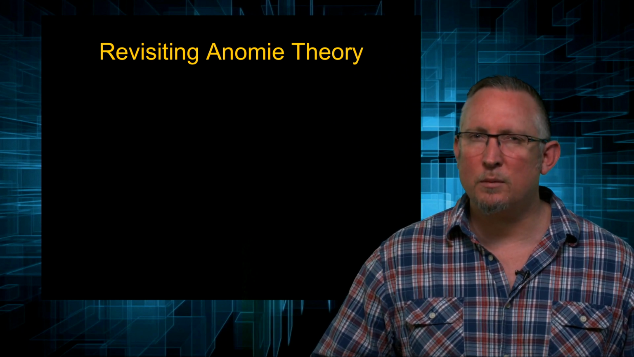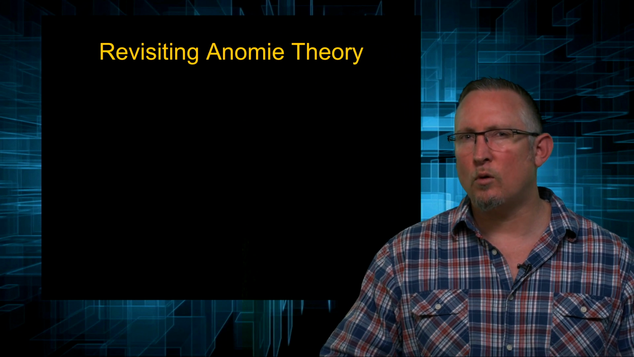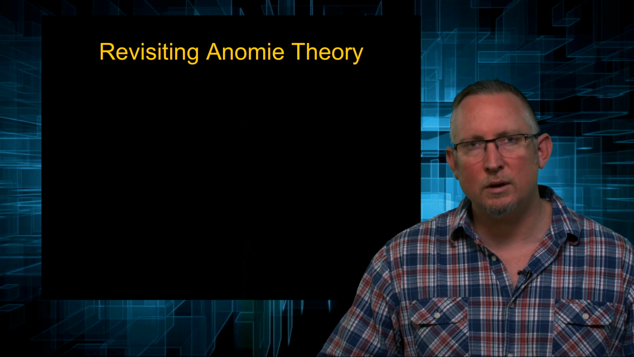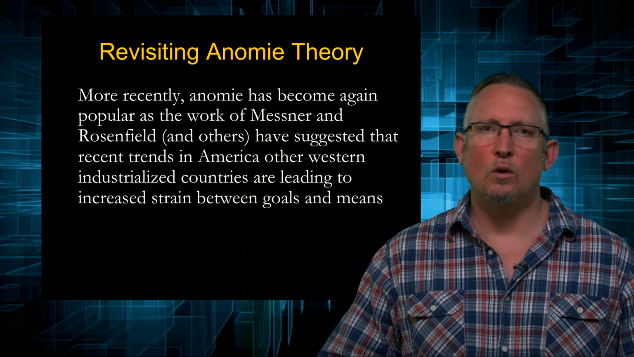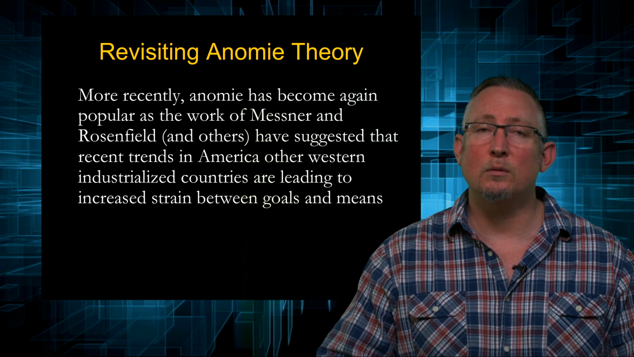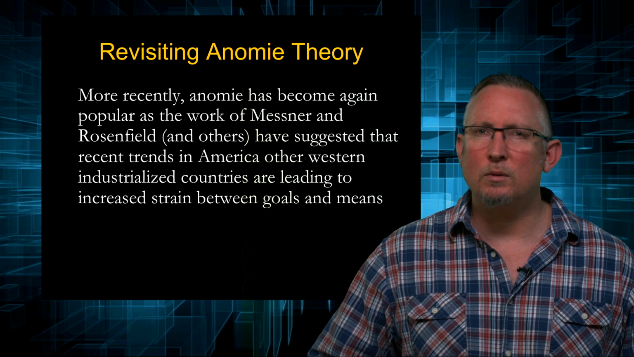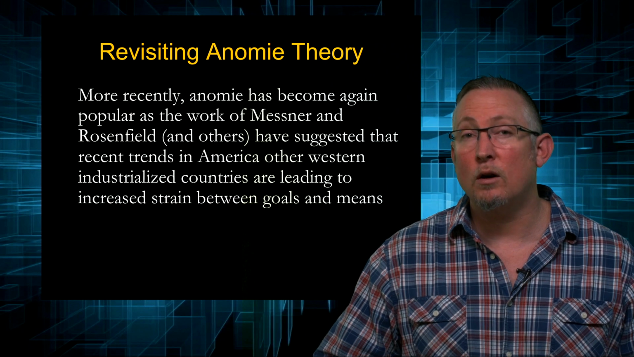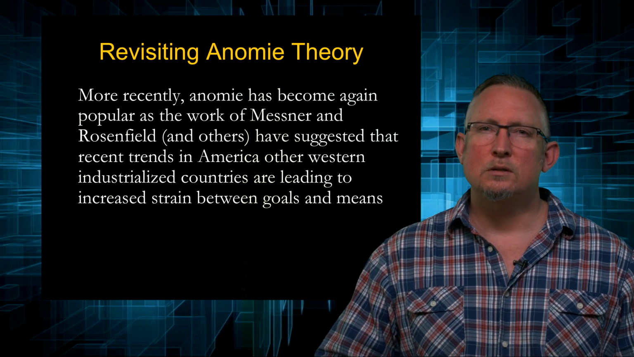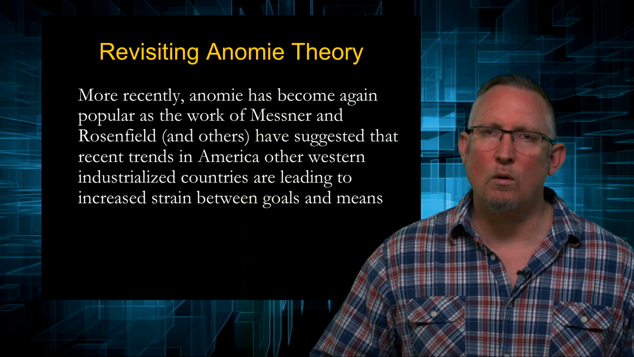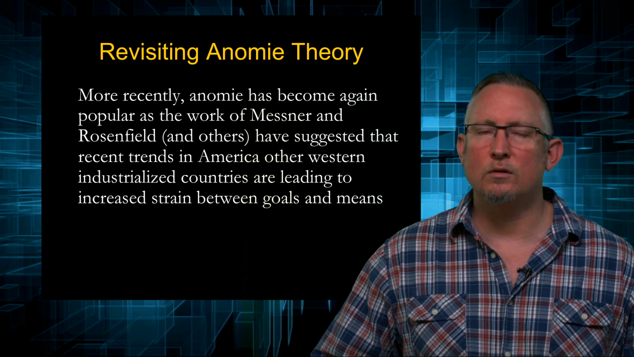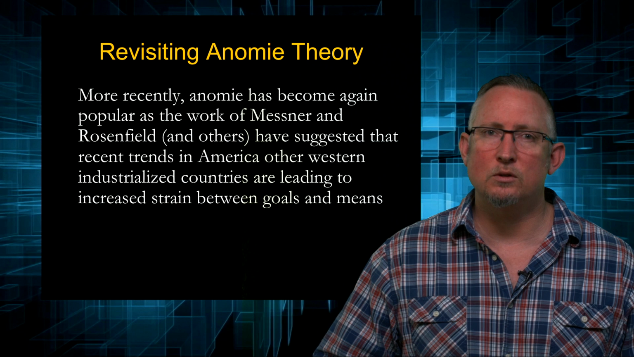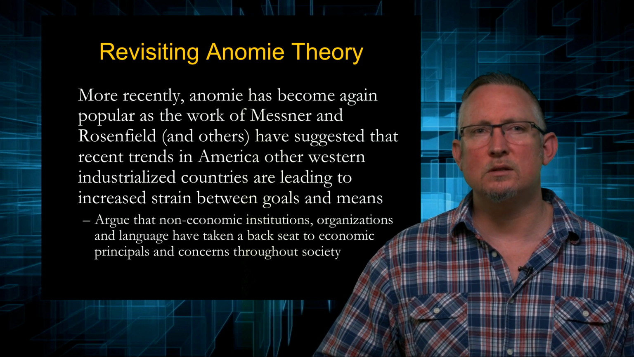So in the United States, for example, for some time now, between 1 in 4 and 1 in 5 children live in poverty, right? Poverty is endemic. Childhood poverty is endemic in places like the United States. So Messner and Rosenfeld in particular, but others, certainly recognized the criticisms made of Merton's strain theory. They suggested, however, that with the increase in inequality, there's some returning merit to Merton's strain theory. Recent trends in American and other Western industrialized countries are leading to increased strain between goals and means.